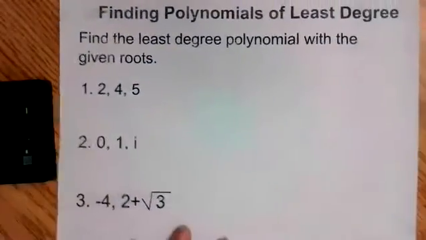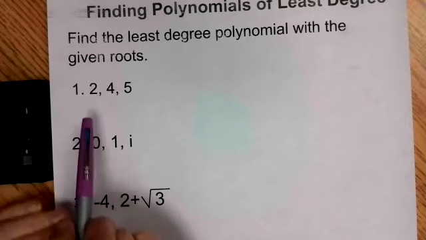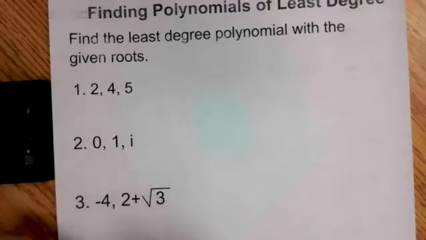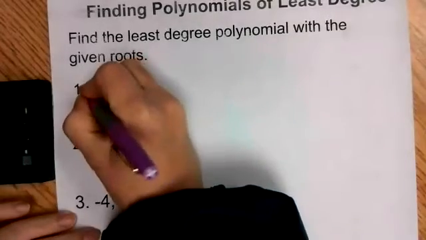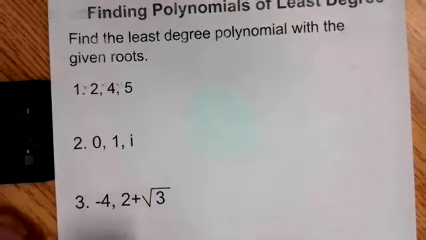Okay, so I have some examples, without a graph, but finding the least degree polynomial with the given roots. So it's least degree because I don't want to make up any extra solutions if I don't have to. So looking at number 1, I have x equals 2. I have x equals 4. And I have x equals 5.